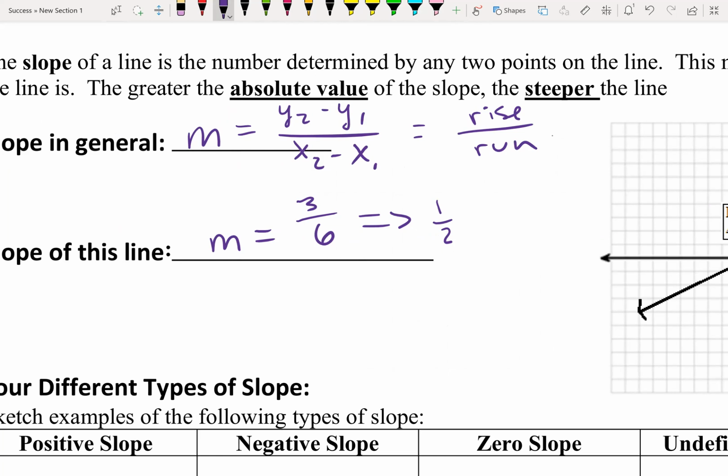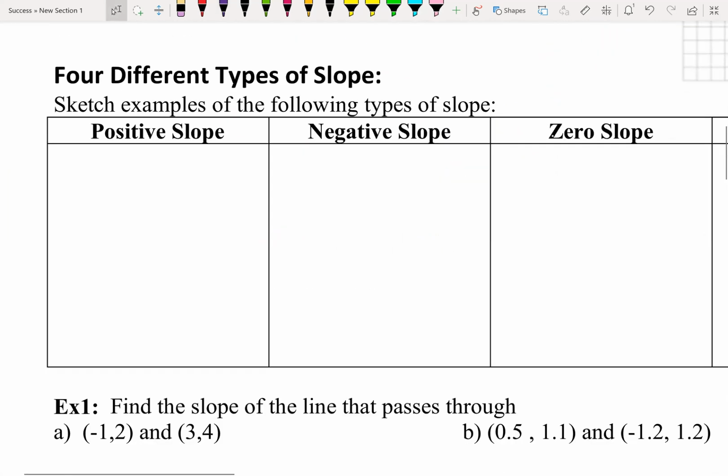So we have 4 different types of slopes that we look at. First one is a positive slope, which means for that line, when we rise, we're going up, and when we run, we're going to the right. Positive slope, sometimes I think about it like a mountain. It's like I'm going up the mountain. So this would be an example of a positive slope.